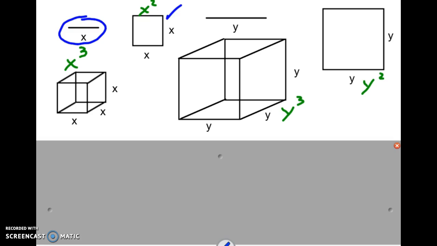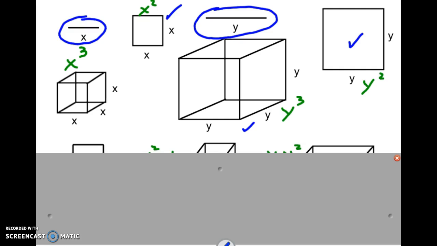Same can be done with y, where y could represent the length of a side. y times y, or y to the second power, would be a square, and y times y times y would be the representation of y to the third, or a cube. Notice none of them are the same size or shape, so we cannot add any of those things together.